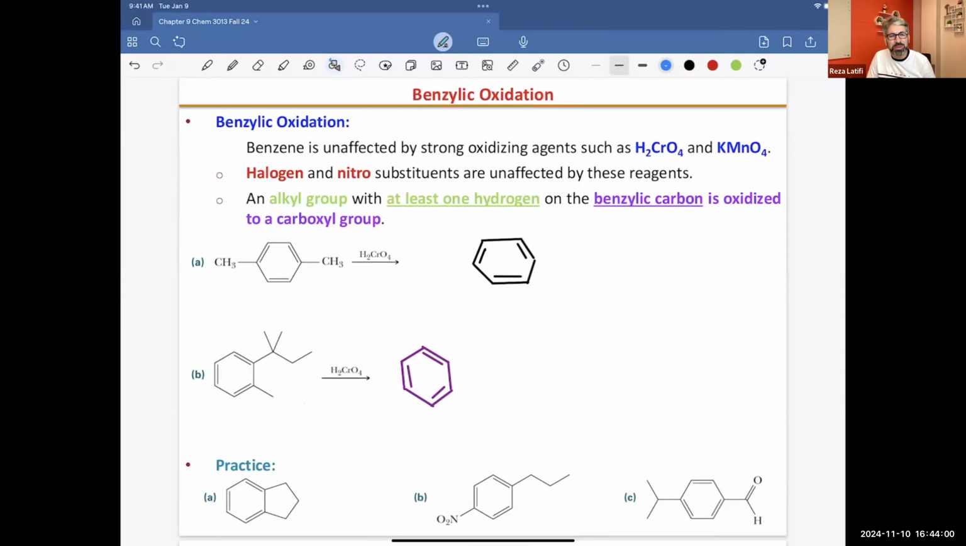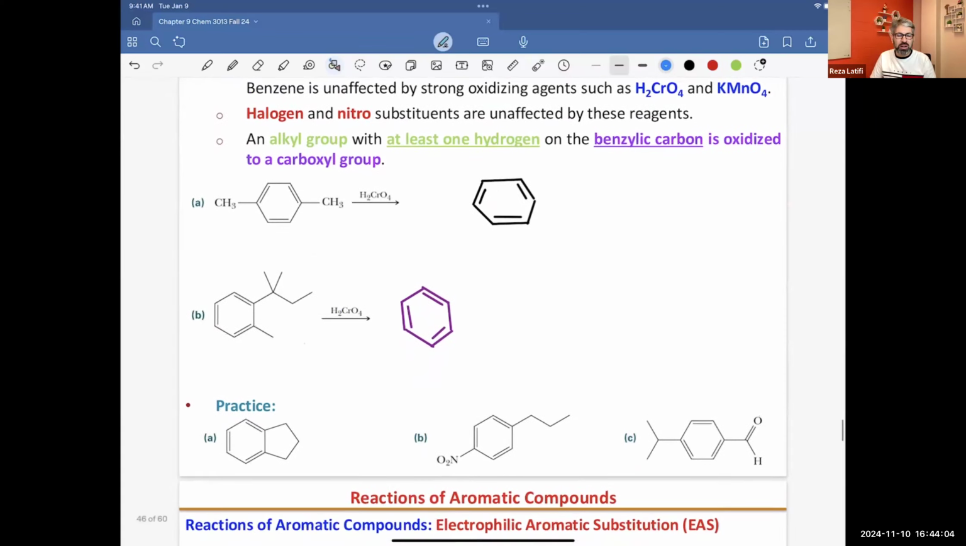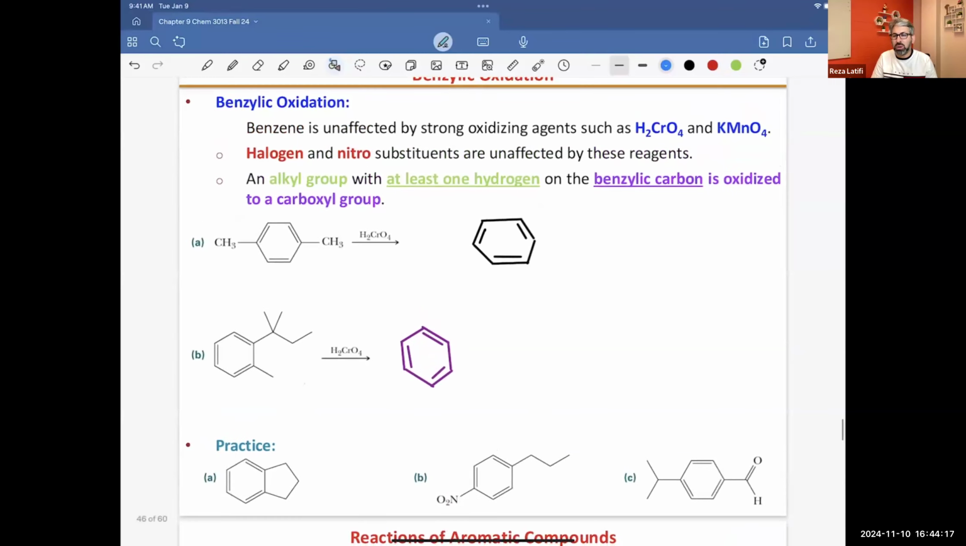I'm going to start the lecture with benzylic oxidation. If there is a carbon attached to benzene, technically to the ring or to the phenyl ring, and that carbon has a hydrogen atom, whenever it gets exposed to chromic acid or potassium permanganate, the methyl group or any alkyl group with a hydrogen will be oxidized and it will turn to a carboxylic functional group.